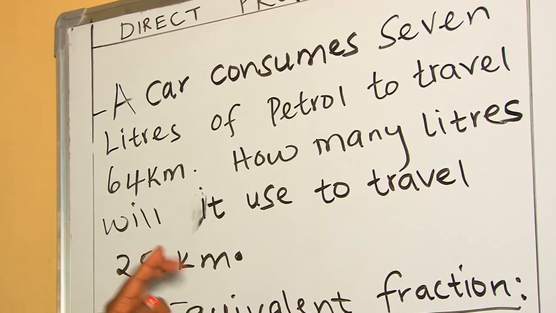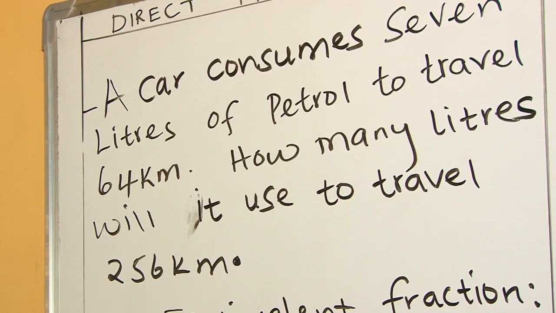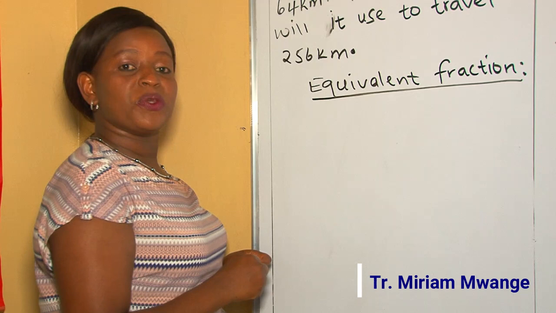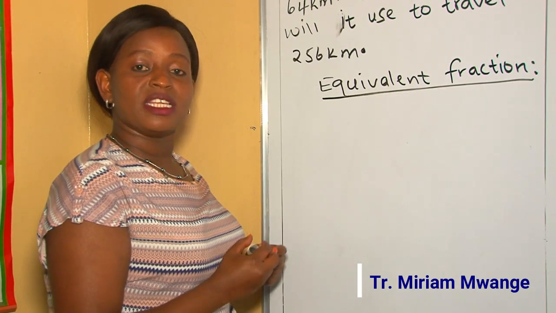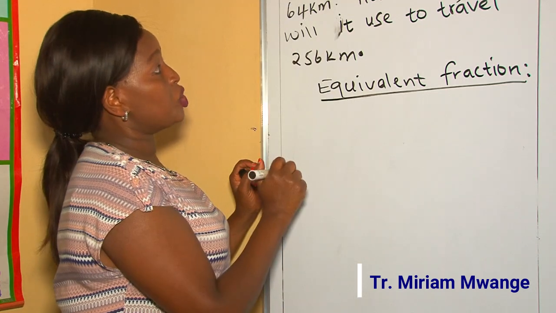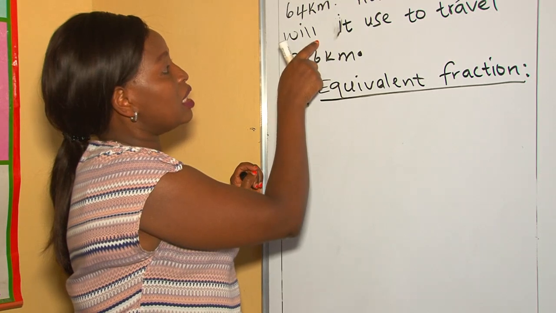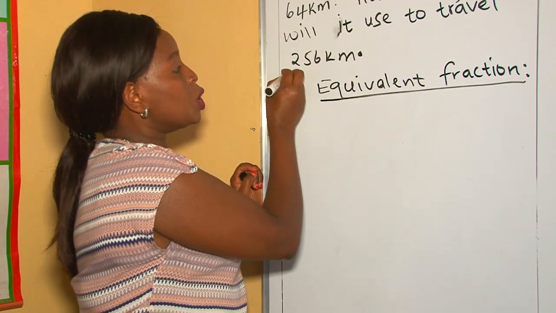How many liters will it use to travel 256 kilometers? Remember, we said when you're using equivalent fractions, the same units must be at the same row. So, according to our question, we are being asked about how many liters will it use to travel 256 kilometers.